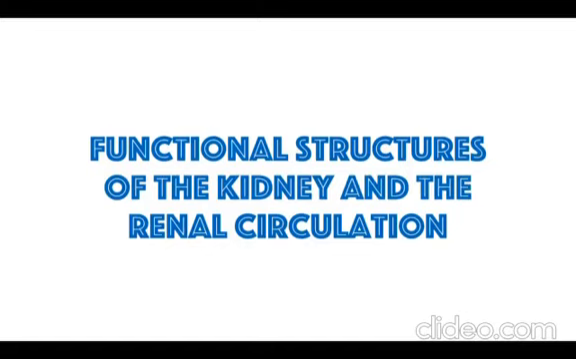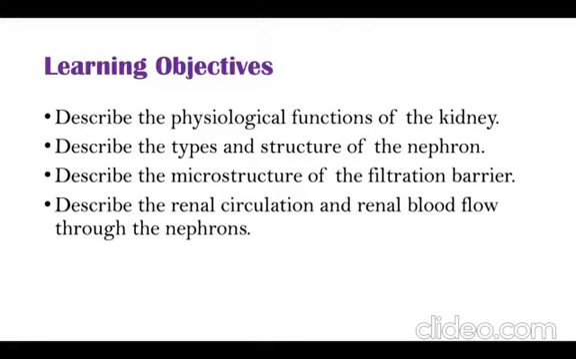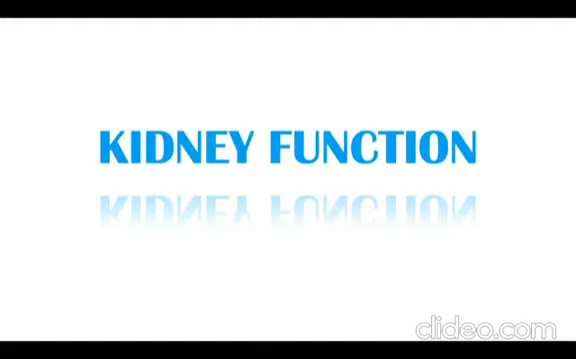So our topic is functional structures of the kidney and the renal circulation. We have 4 learning objectives: describe the physiological functions of the kidney, describe the types and structure of the nephron, describe the microstructure of the filtration barrier, and describe the renal circulation and renal blood flow through the nephron.